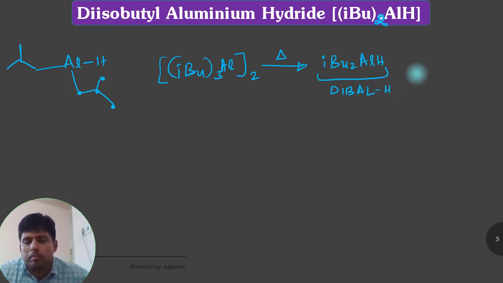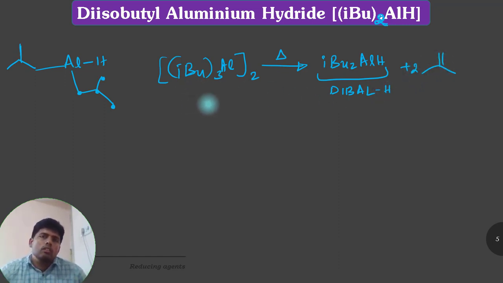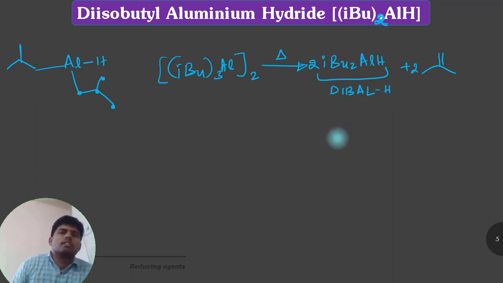And it will also form alkene. The alkene is this alkene. So 2 moles of this will be formed. So if we look at the reaction, I think it's going to be 2 moles here also. So this is the preparation method, the simplest method. There are many other ways of getting the diisobutyl aluminum hydride.